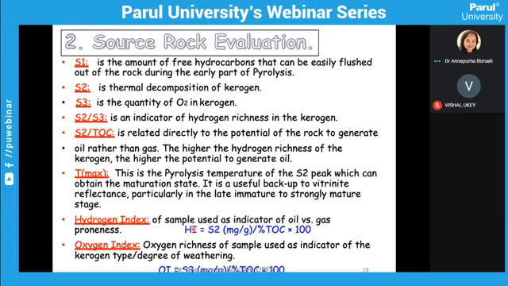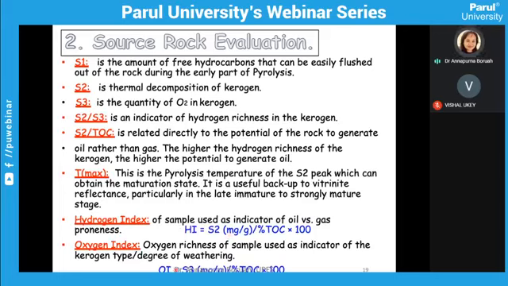So S1 is the free hydrocarbon which is released at the initial stage of the pyrolysis. Then S2 is the pyrolyzed hydrocarbon gas which is released due to thermal decomposition of kerogen. Then S3 is the CO2, not O2, this is CO2. And Tmax is the temperature at which the maximum amount is released, where we will get the S2 peak. These four parameters you will directly get from Rock-Eval pyrolysis, and from these four parameters we can calculate hydrogen index and oxygen index.